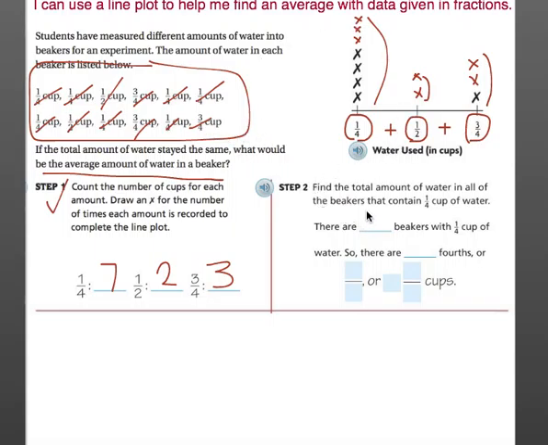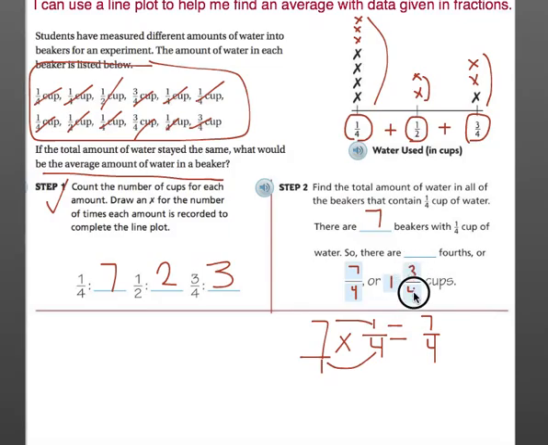So the first step is I have 7 beakers that have 1/4 cup of water. So I need to figure out how many fourths I have. So I need to multiply 7 times 1/4 because there's 7 1/4. So if I put 7 over 1, when we multiply fractions, I multiply the top, so 7 times 1 is 7, and 4 times 1 is 4. So I have 7/4, and I could turn that into a mixed number, which would be 1 3/4.